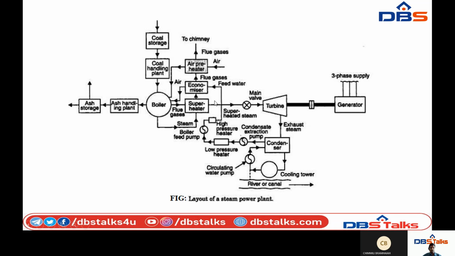After then, the third one is the feed water and steam flow circuit. In this, first of all, feed water. The feed water is supplied from the condenser. Already we know that a condenser is nothing but a heat exchanger. If we send cooling water to the condenser, it converts into hot water. If we send hot water into the condenser, it converts into cooling water.